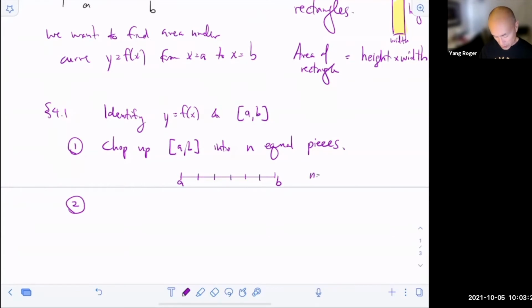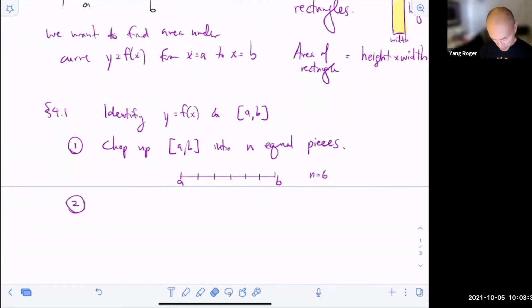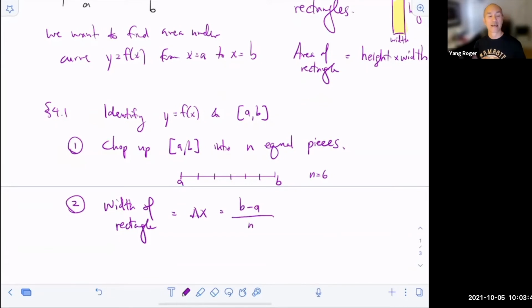Then the second thing you want to do is find the width of the rectangle. So the width of the rectangle, that's going to equal delta x. And delta x is just (b minus a) divided by n. You should put parentheses around the b minus a. So what we're really saying is that if you looked at any width right here, that's what I'm calling delta x. So this is delta x, that's delta x, that's delta x, that's delta x, that's delta x, that's delta x. Are there any questions about this so far?